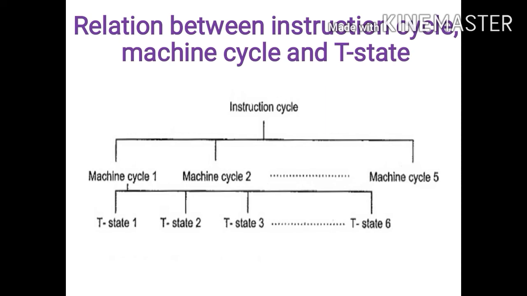Relation between instruction cycle, machine cycle and T state. The figure shows the relation between instruction cycle, machine cycle and T states. An instruction cycle consists of a number of machine cycles and a machine cycle consists of a number of T states. From this it is clear that machine cycle, T state and instruction cycle are compulsorily required for execution of an instruction.